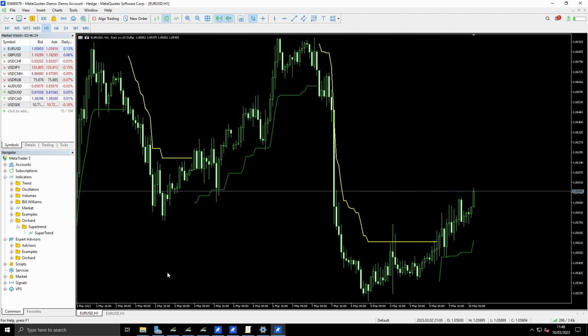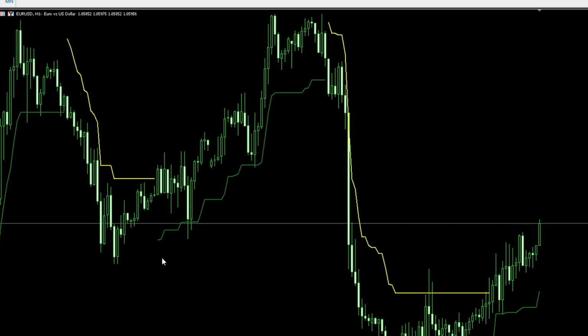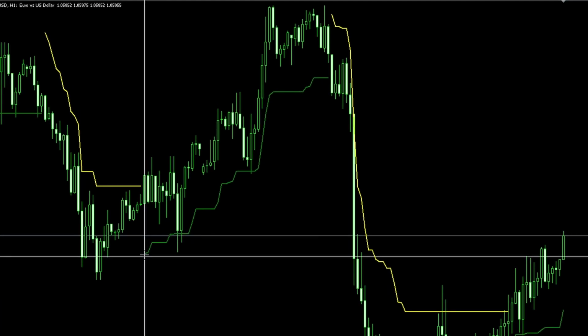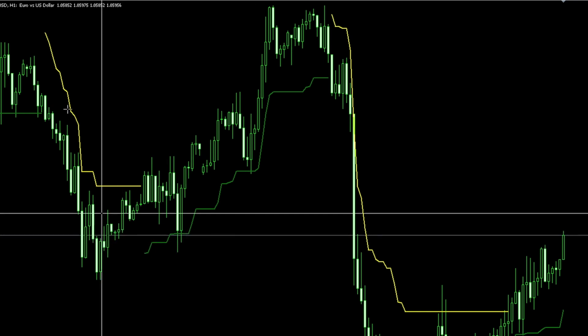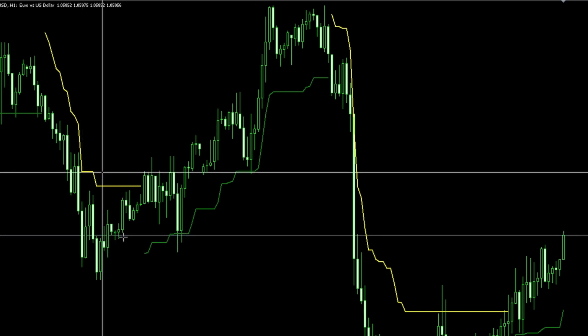So on screen I have the Supertrend Indicator. It's quite a good indicator. I like it. It is also very simple. So what we have here is the Supertrend line. There's a lower line and an upper line.